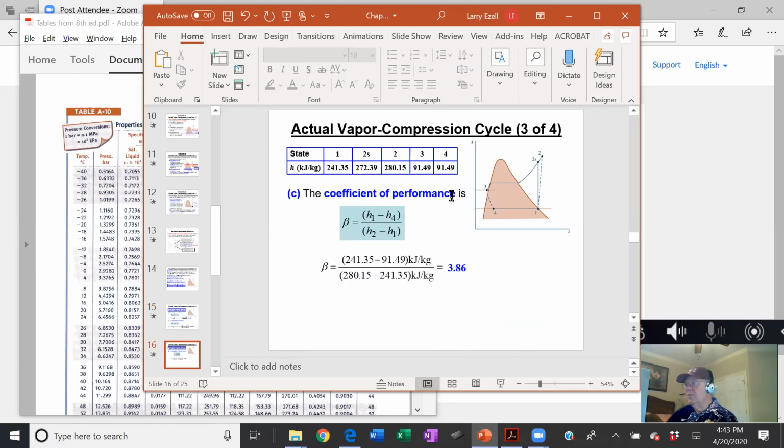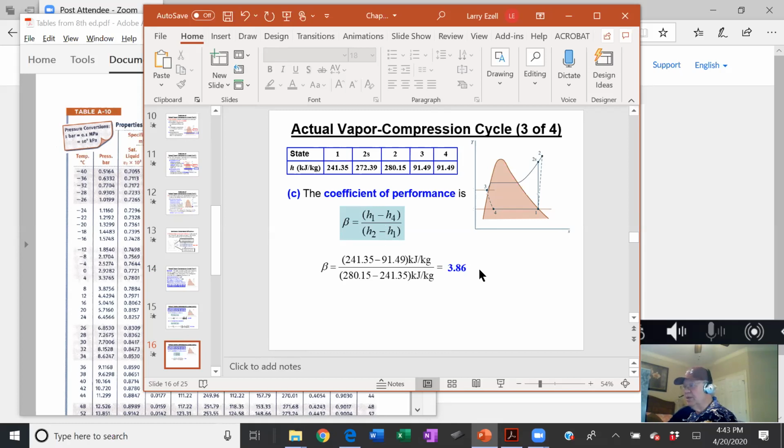And then you get the coefficient of performance. Again, you're using actual enthalpies here, not any H1, not any H2S involved. It's the real thing. So H1 minus H4, that's QC, the refrigeration capacity. H2 minus H1, that's the work of the compressor. Put those in, you get 3.86, which is a decent COP. Now that is in dimensionless units.